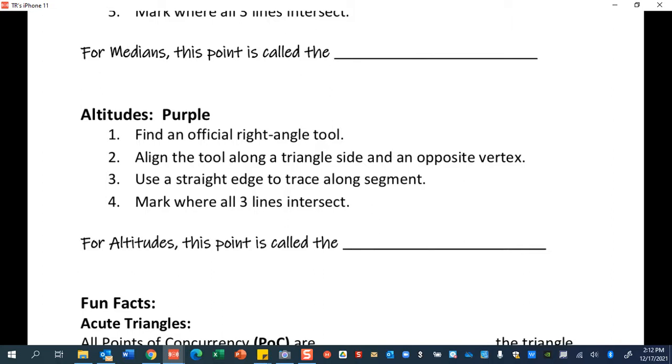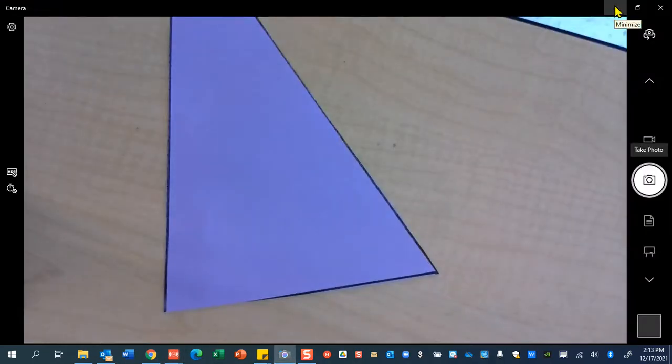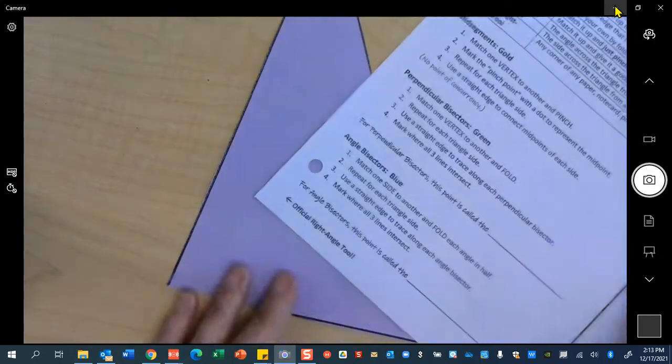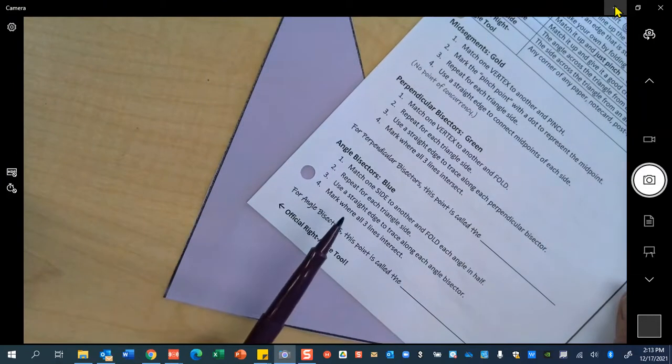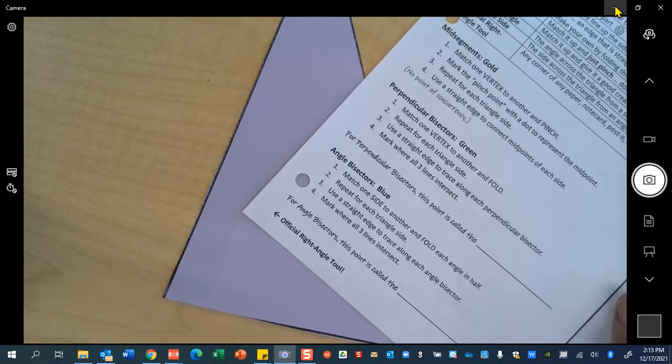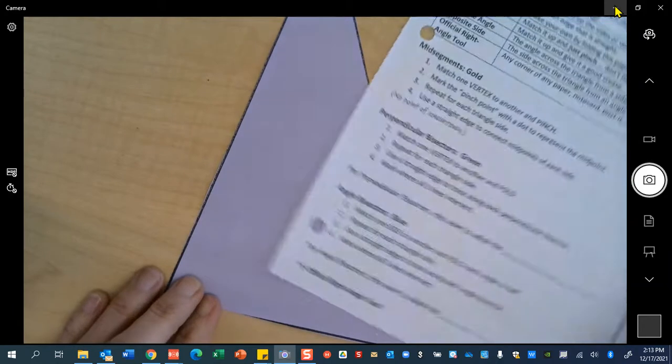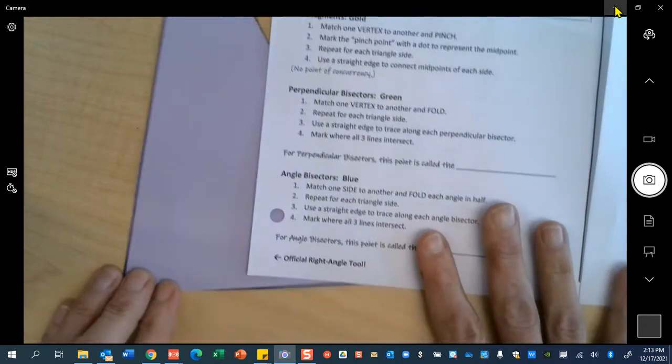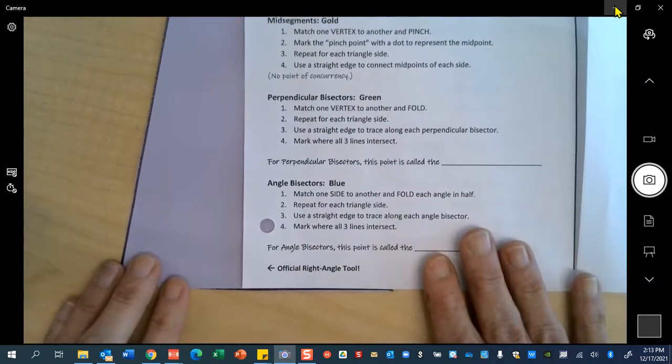You're going to align the tool along a triangle side and an opposite vertex. Then you're going to use a straight edge to trace along the segment. And you're going to mark where all three lines intersect. So there, I just gave it away. It's going to happen again. Here's what I mean by I have my official right angle tool. There it is. Watch, then do. I'm going to align my official right angle tool along the side of my triangle.